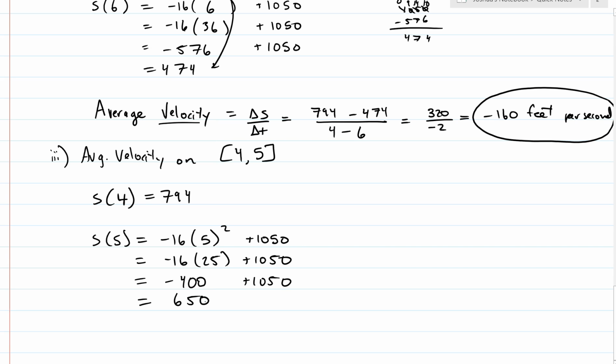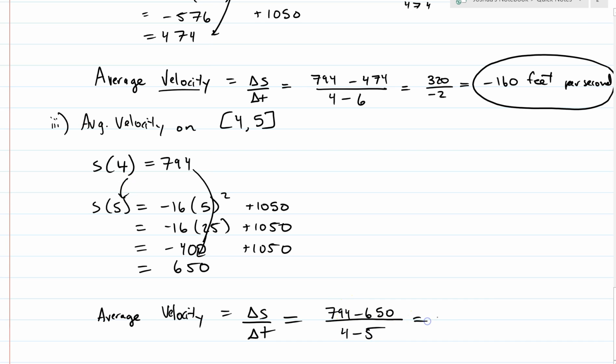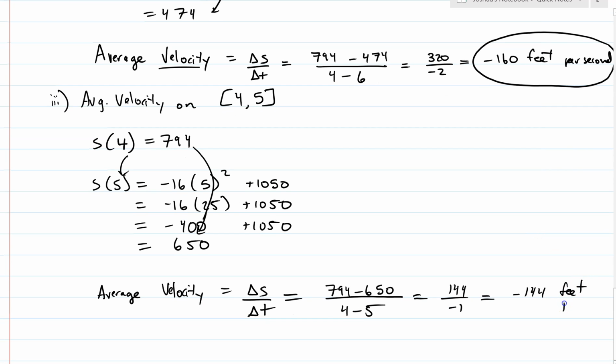Alright, so now we get our average velocity. Again, if you want to see a more detailed explanation, what the numbers mean, for better understanding, watch part 1. I'm just going to jump straight to the formula here. Velocity is change in s over change in t, so that is 794 minus 650. That'll give us the distance traveled. I subtracted the numbers this way, so I need to subtract the t values in the same way. So that's 4 minus 5 on the bottom. So 794 minus 650 is 144 divided by negative 1. So I get negative 144 feet per second.